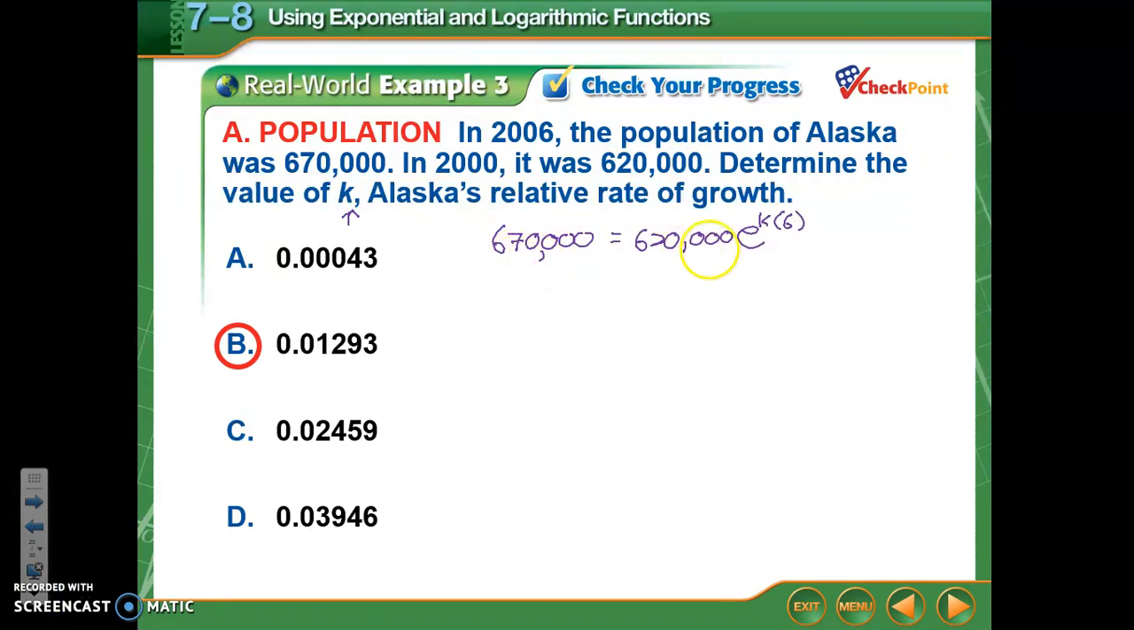Okay, this is the equation you should have set up. I'm not going to show you the whole process because my tablet is losing its mind and I'm having a hard time writing, but this is how it should have started. You should have divided both sides by 620,000, then taken the natural log of both sides, and then you'll end up dividing by 6 to get your value of k, which should be this. Make sure you write it down because you need it for the next question.